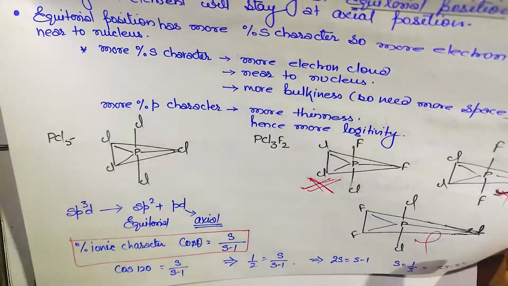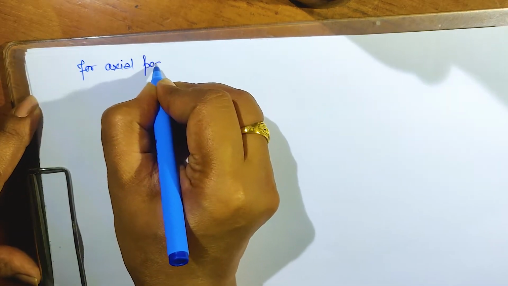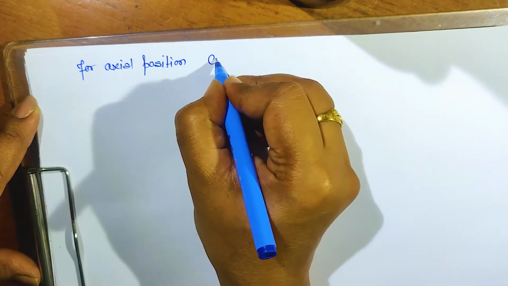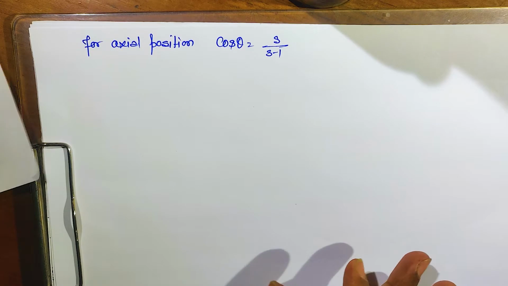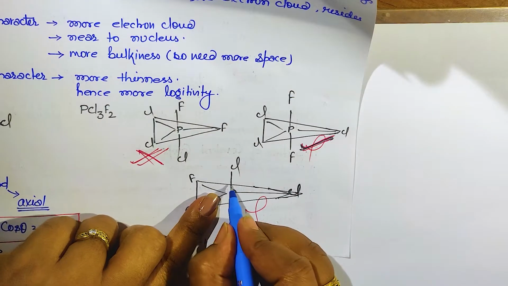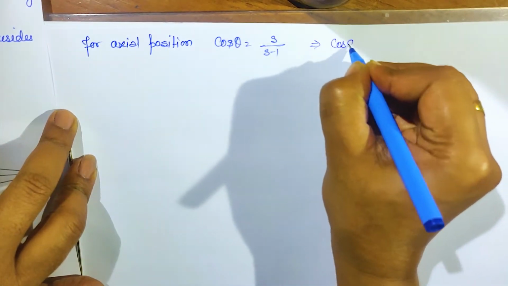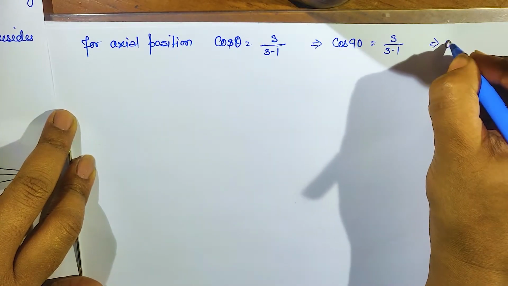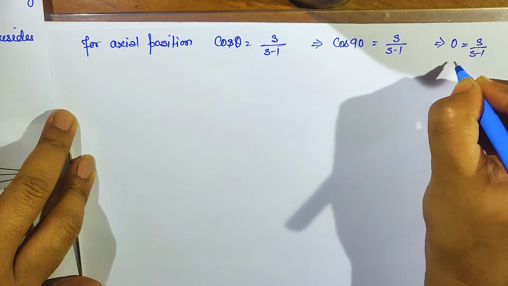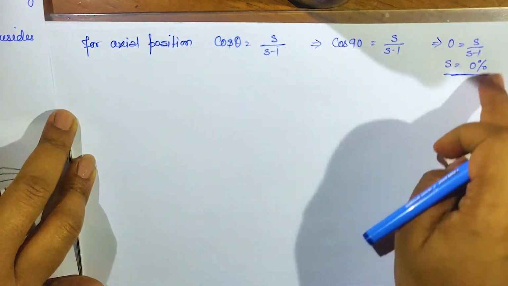Let me check for the axial also. For the axial position, the same formula we will apply: cos theta is equal to S upon S minus 1, isn't it? And for the axial one, what is the bond angle? 90 degree, isn't it? So we will consider cos 90 is equal to S upon S minus 1. And cos 90 value is, we know, 0. So S upon S minus 1 is 0, that means S is equal to कितना हो गया? 0%. That means on the axial position, there should be no S character.